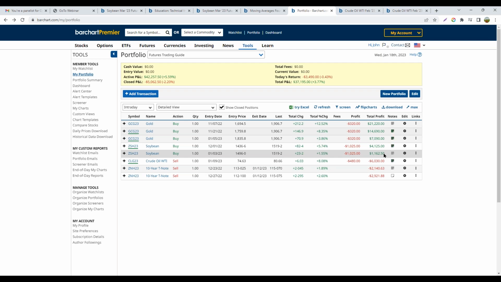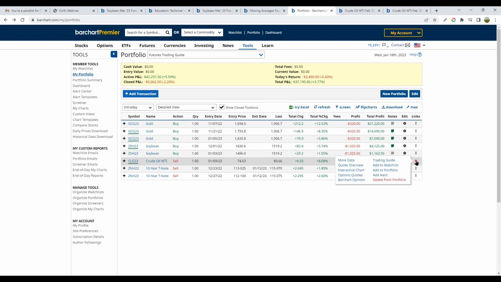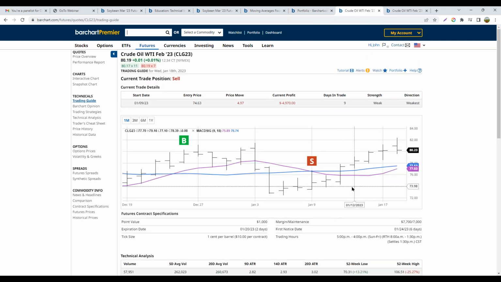But it's not always winners, right? Trading is about learning how to take losses. So let's look at this crude oil trade. And let's do this. I'm going to stay on this portfolio, but this is how you can jump from page to page and come into the links, and you can go right to the trading guide. But I think I already have it up. Yeah, there it is.